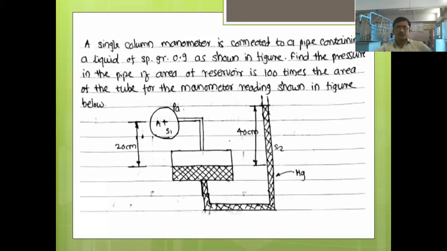Okay, let us solve a problem on this single column manometer. Write the problem. A single column manometer is connected to a pipe containing a liquid of specific gravity 0.9 as shown in figure. Find the pressure in the pipe if the area of the reservoir is 100 times the area of the tube for the manometer. The reading is shown in the figure below.